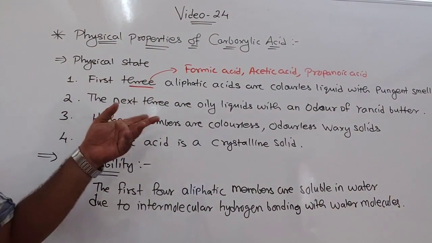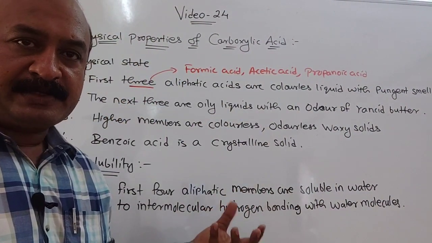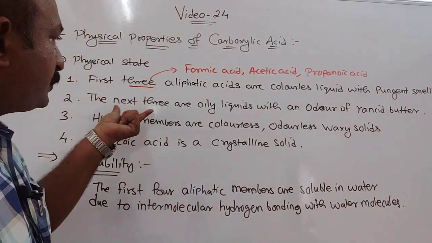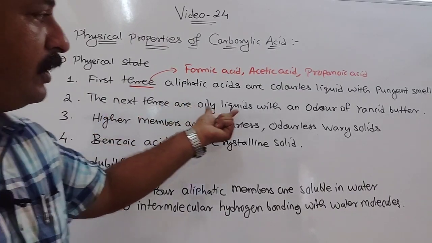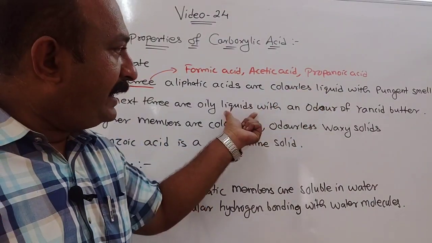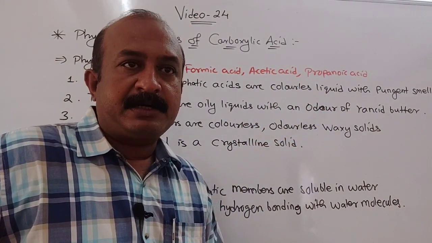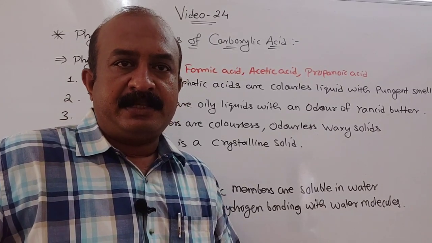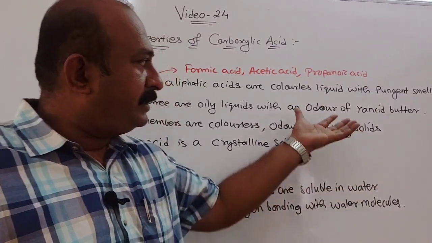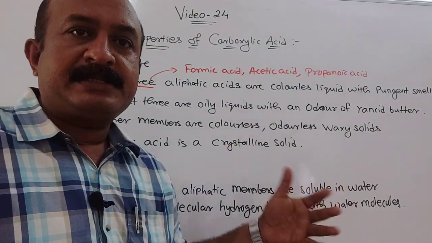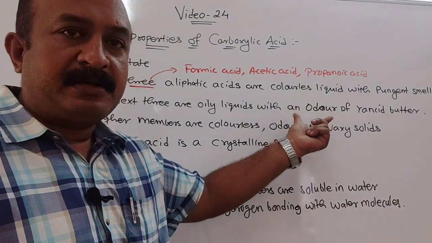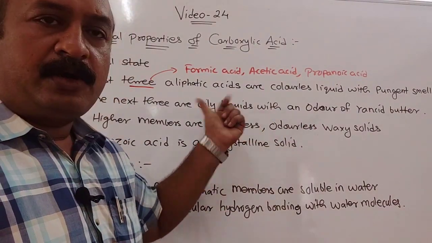Then the next three: after propanoic comes butanoic acid, butyric acid also, if you remember. So that name came from this only. The next three are oily liquids, with an odor of rancid butter. When butter gets oxidized, that is, when fats and oils oxidize, that condition we call rancidity. So the same thing here: butanoic acid, pentanoic acid and hexanoic acid smell like rancid butter, spoiled butter, and they are oily liquids.